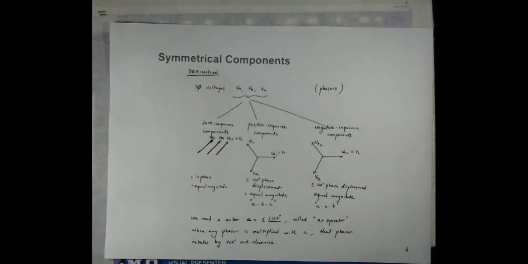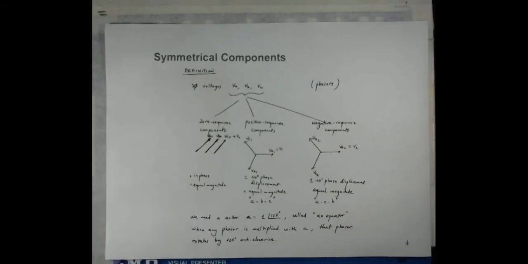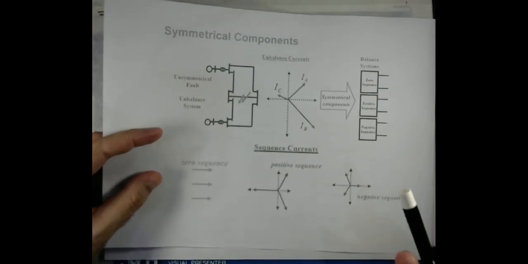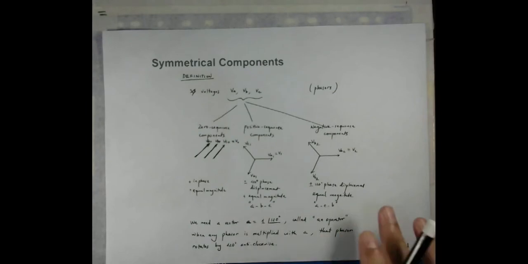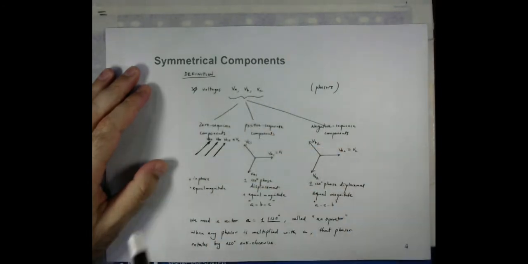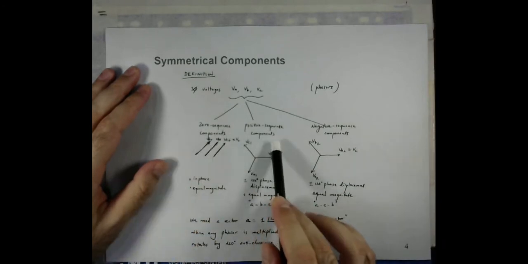Let me talk about these quantities now in a bit more detail, that is, how we can get the sequence components from phase quantities. We need to decompose these phase quantities into the sequence quantities. Let's say these are three phase voltages: phase A voltage, phase B, and phase C voltage. They are decomposed into three sets of components. One is called zero sequence, one is called positive sequence, one is called negative sequence.